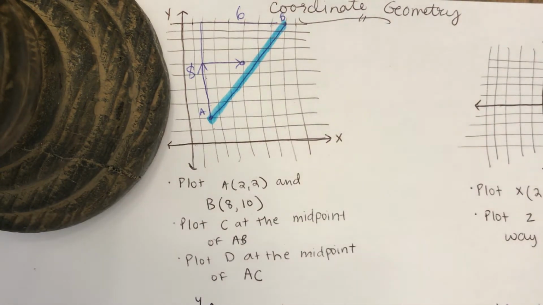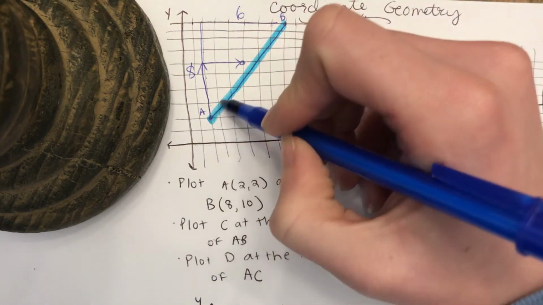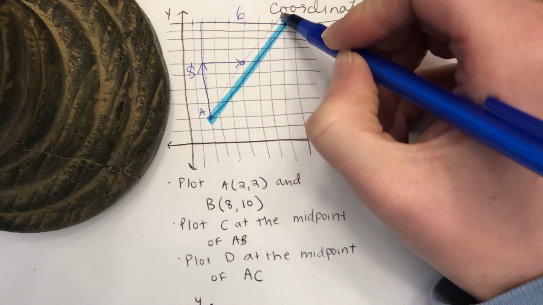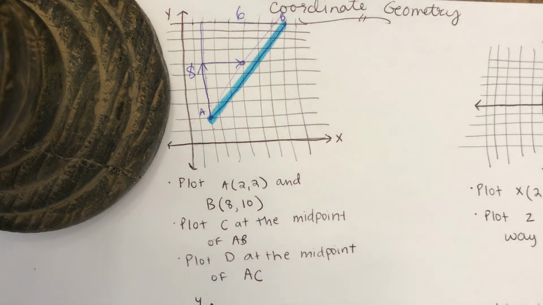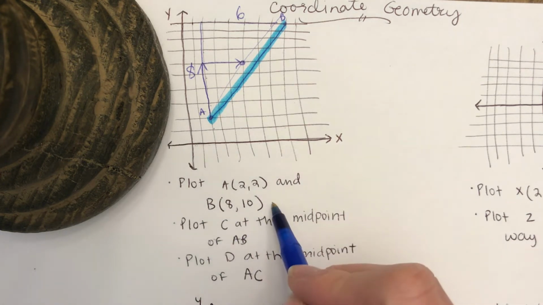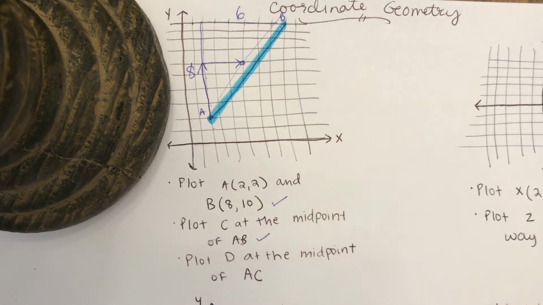Now, if my graph was drawn to scale, or I drew this line straight, that should have been where that would have been. But that's the idea of it: you are cutting it in half. Okay, so that satisfies this part, and then part D says plot D at the midpoint of AC.